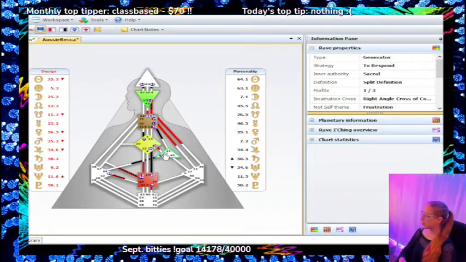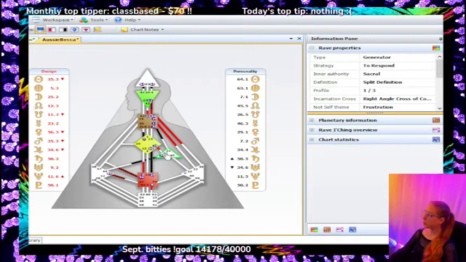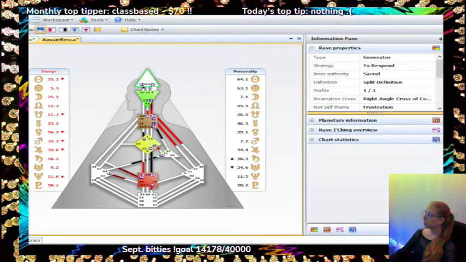Chemical is being very vocal. Let's talk about this white center up here. Maybe you're trying to prove that you know. And that's a not-self expression.